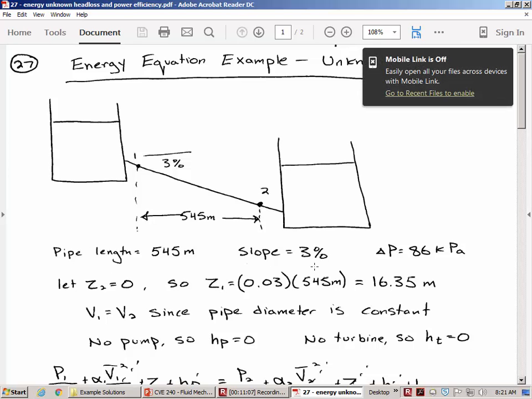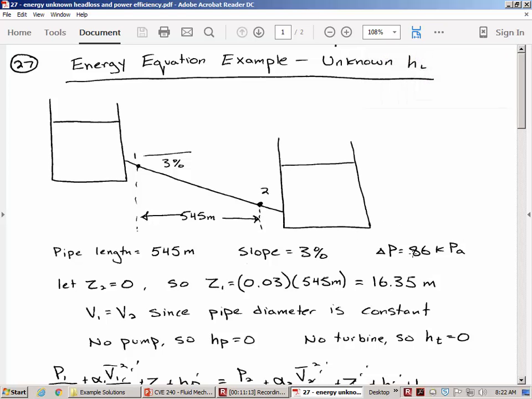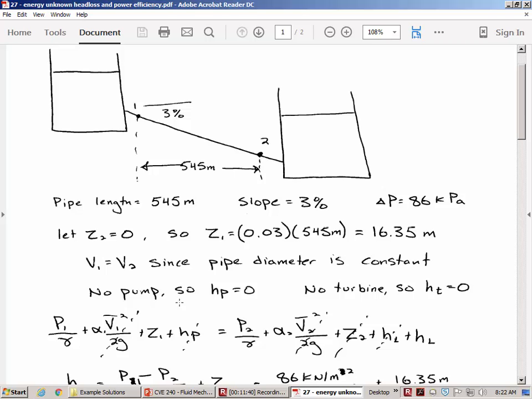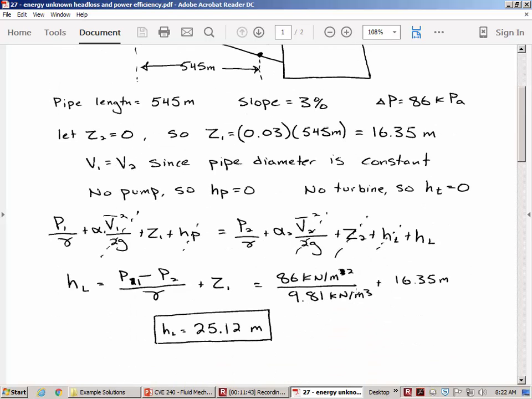We have a pipe length and a slope, and the measured pressure differential is 86 kilopascals between the 2 points. And so we need to have a Z1 and a Z2 to go into the equation. We can just assume any value for Z2, and as long as Z1 is relative to that same datum, then we'll get the correct answer. So I said, let's say Z2 is 0, and we get the elevation Z1 by multiplying the physical slope by the pipe length. There's no pump, no turbine, so a lot of these terms cancel out: the velocity head term, the pump head term, the other velocity term, Z2, and the turbine term.